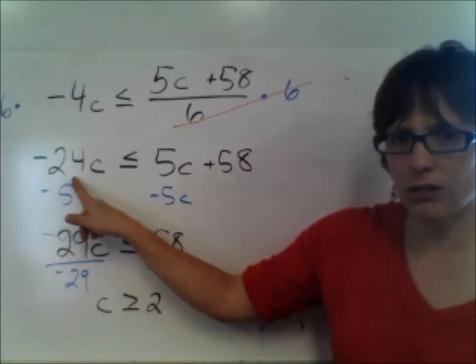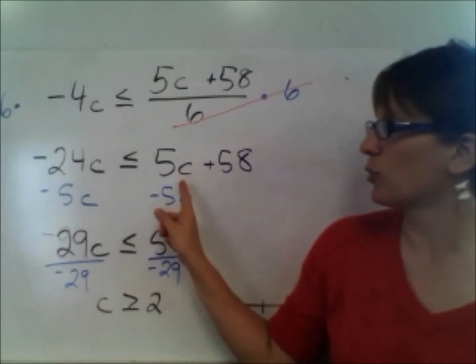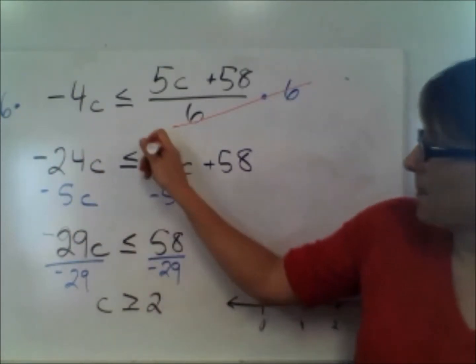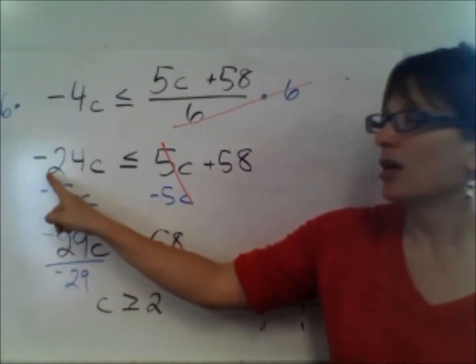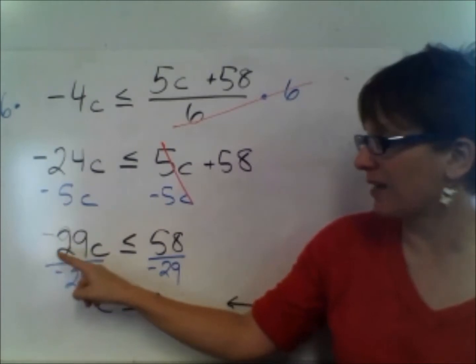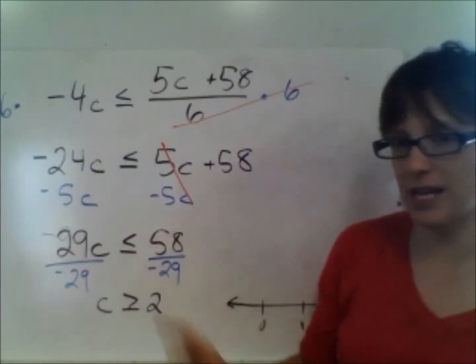This is smaller. I should have moved this, but if I moved this, I would have had nothing over here. So I moved this guy. I subtracted 5c from both sides. These canceled out. -24 minus 5 gives me -29c is less than or equal to 58.